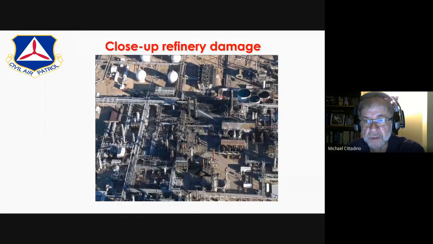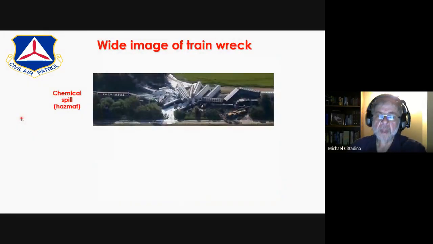Here we have refinery damage. It looks like there probably was a fire here. You can still see what looks like spray coming from a fire hose. Besides infrastructure and physical damage, accidents are something we may be called out to investigate, and we're going to have a few here of train wrecks.